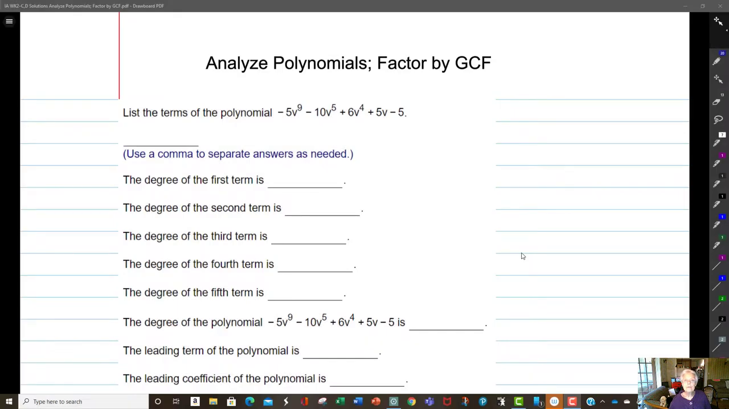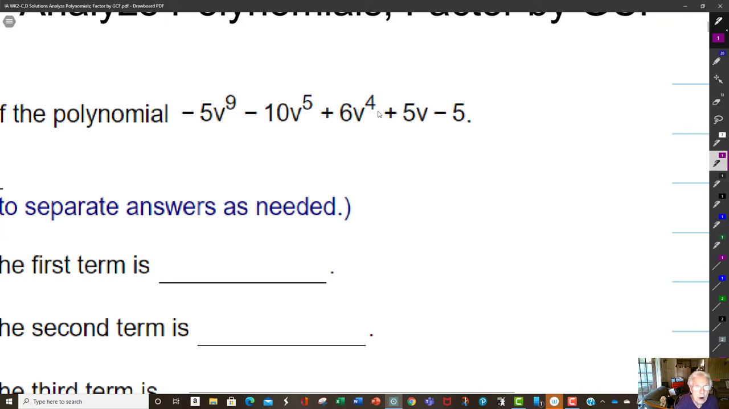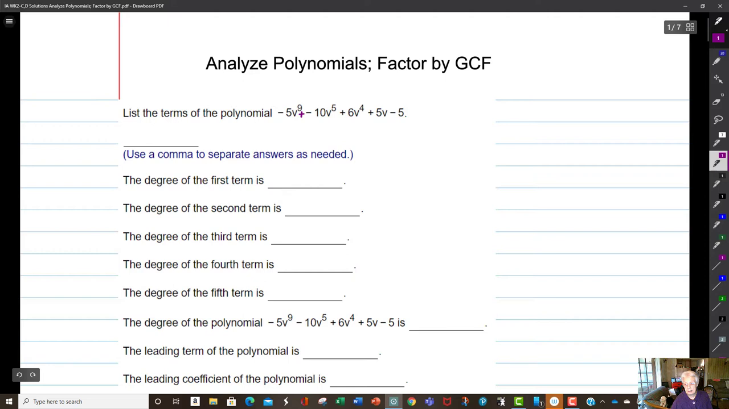Hi there. Let's review polynomials, and then we're going to start factoring them. Here's a polynomial. Let's write it a different way. You need to be aware that there are invisible plus signs in front of minus signs. In fact, I'm going to write this the way it really is.